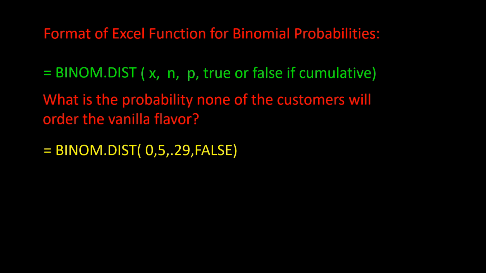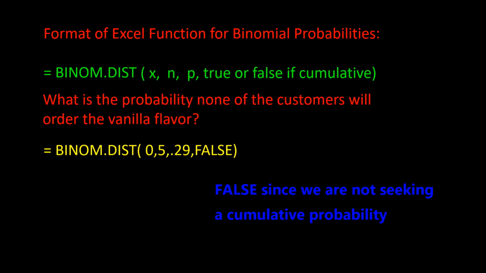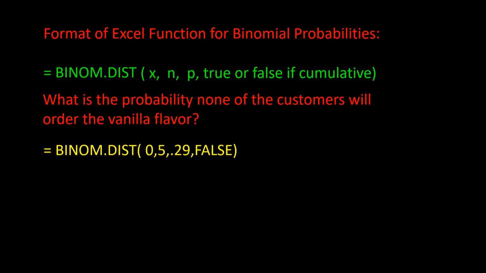So we would type it in as follows. Equal Binom.DIST, that's the function, and then 0 for X, 5 for N, 0.29 for P, and false because we're not seeking a cumulative probability. We are going to do that next, but in this case we just want to know the probability that X is equal to 0, not greater than or less than, but equal to 0.